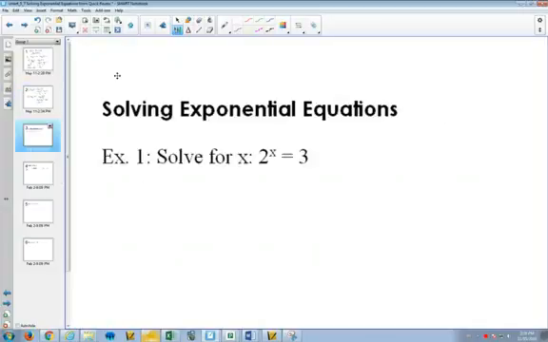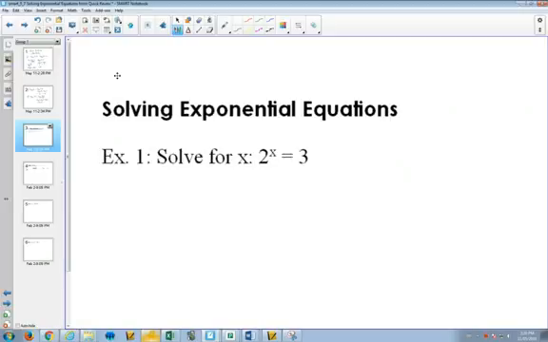You don't have to write any notes down because all of the notes and the explanations are done for you. You've got example 1, example 2, and example 3. I'm just going to walk through each of these so that you can see how they look and how to solve them.